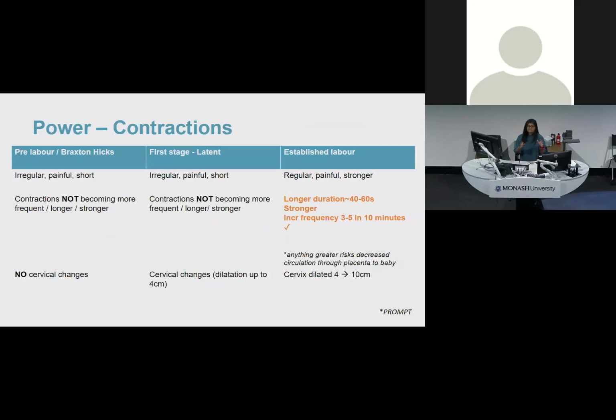This just shows the difference in the contractions between pre-labour, first stage, latent phase, and then the established labour. I just want to highlight that in established labour, you get longer contractions that are 40 to 60 seconds. They're stronger, and the frequency that we usually like to quote is 3 to 5 in 10 minutes. If it's anything more than that, it risks decreased circulation through the baby, through the placenta.